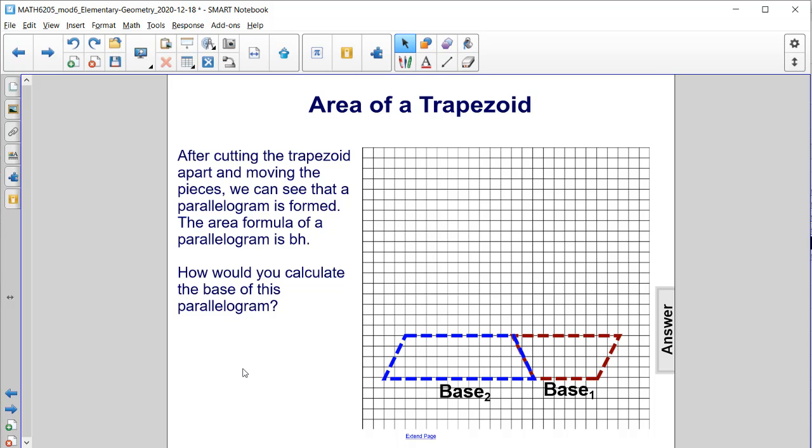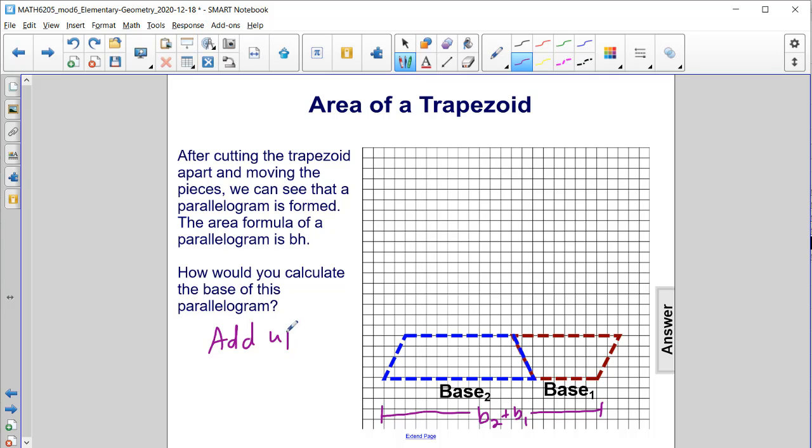If you'll recall, the area of a parallelogram is base times height. How could you calculate the base of this parallelogram? Well, we can see that the entire base of this big parallelogram is the sum of our two bases. So base 2 plus base 1 will give us the entire base of this parallelogram.